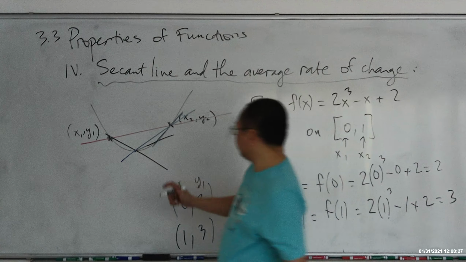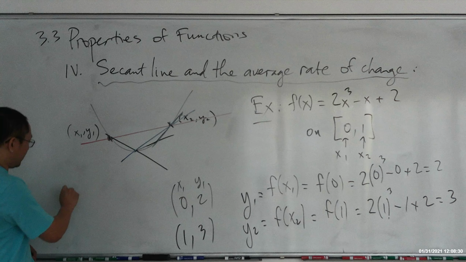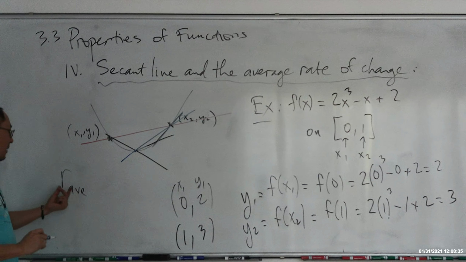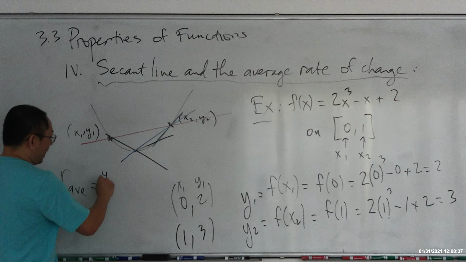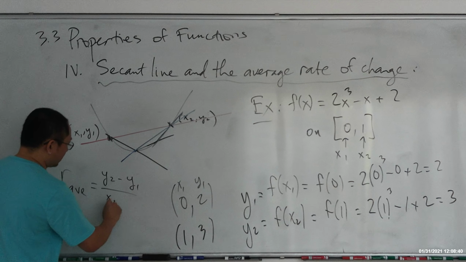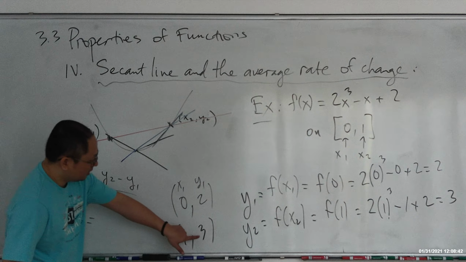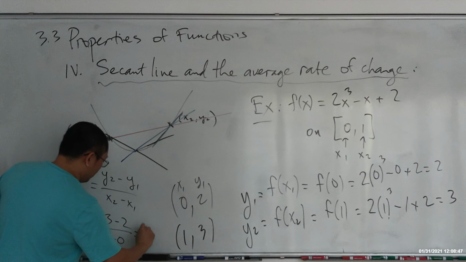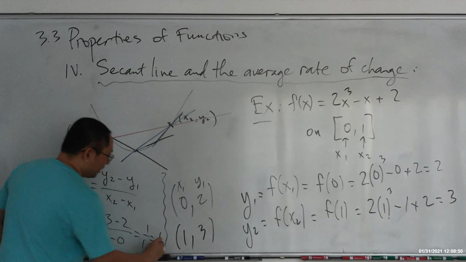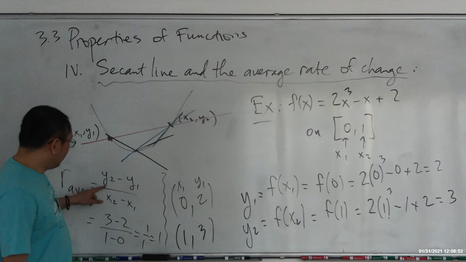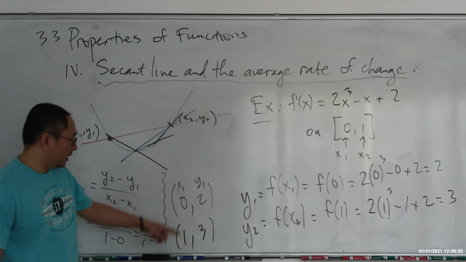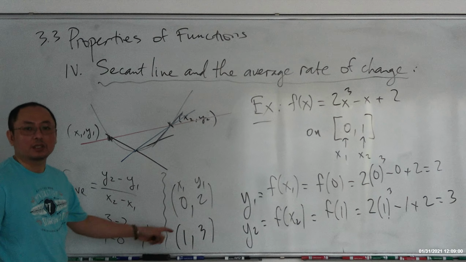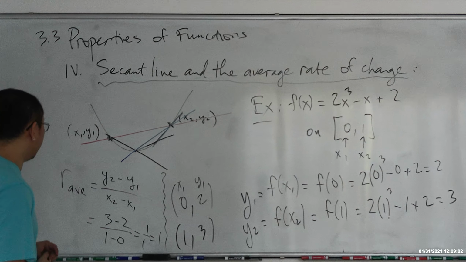Okay? So you're going to calculate the average rate of change. The average rate of change, I'm going to use this notation, R bar. Okay? It's what? y2 minus y1 over x2 minus x1, which is 3 minus 2 over 1 minus 0, is equal to 1 over 1, which is 1. Okay? Or you can do what? y1 minus y2 over x1 minus x2, it's going to be the same answer. It's going to be 2 minus 3 over 0 minus 1. You're going to have negative 1 over negative 1, still equal to 1. Okay? And this is the average rate of change.